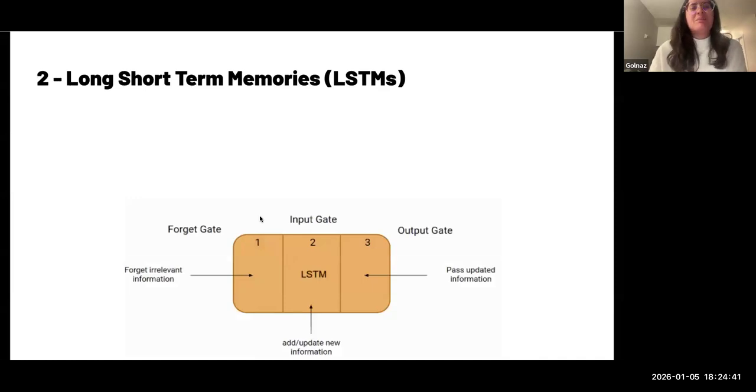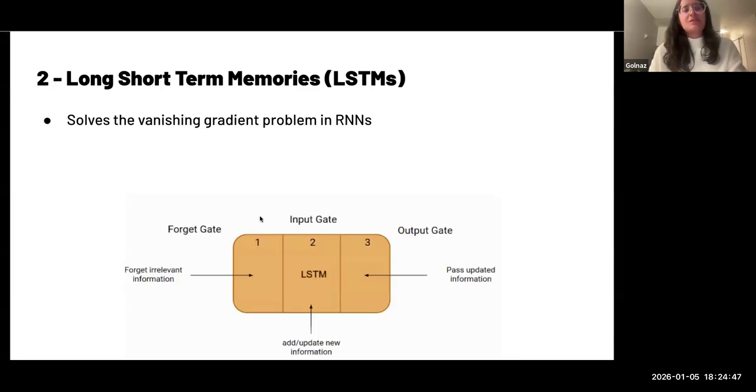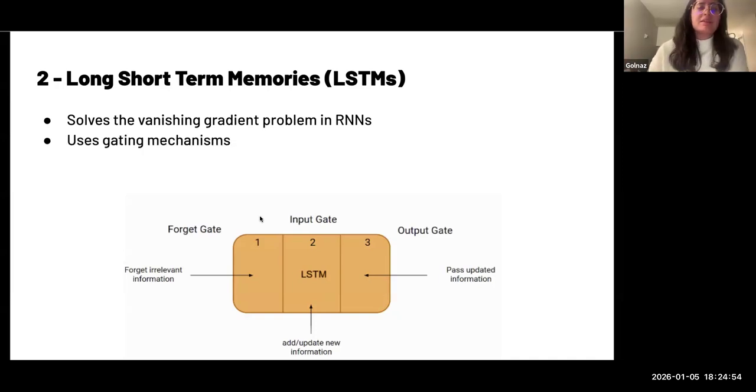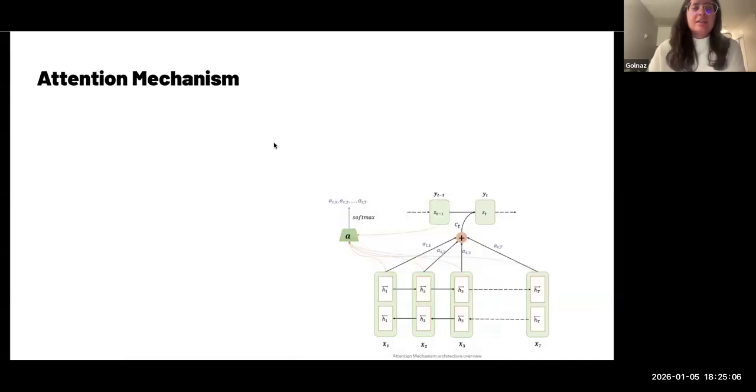So after that, and because of that, long short-term memories were introduced, which were kind of a solution to those training problems for RNNs, the vanishing gradient problems. They used something called gating mechanisms. That would be adding some more computation parts to, for example, forget some part of the data. And that helps with the problem.